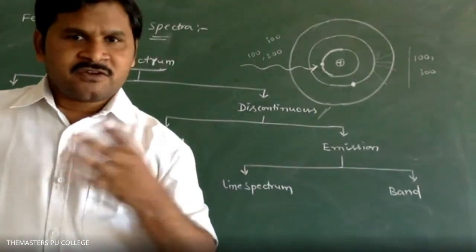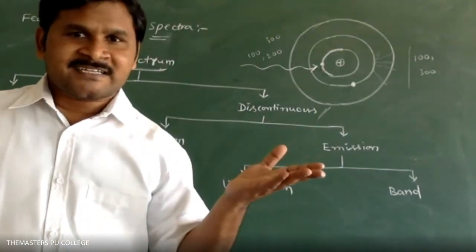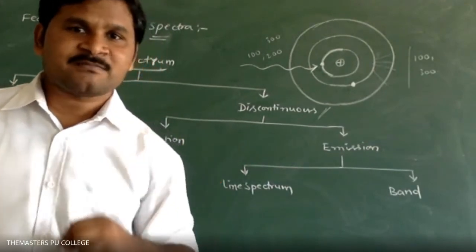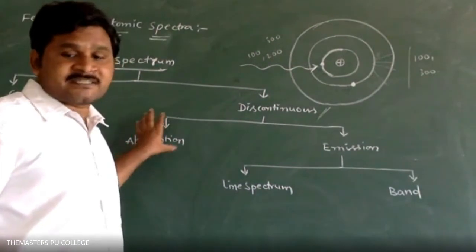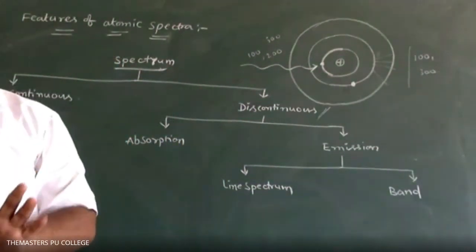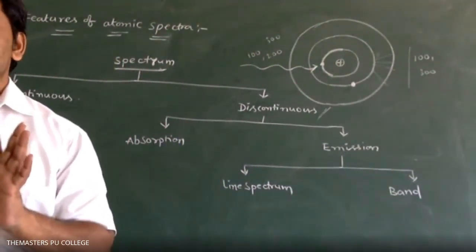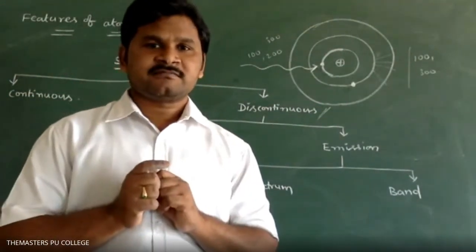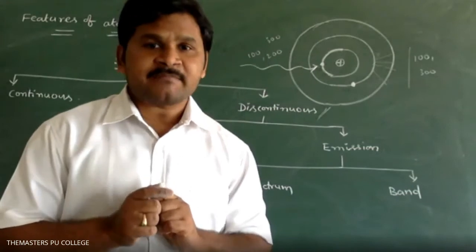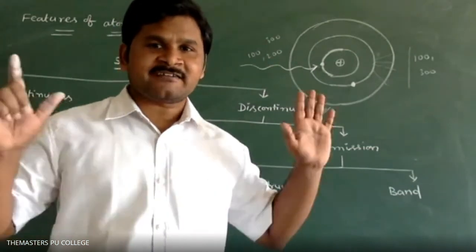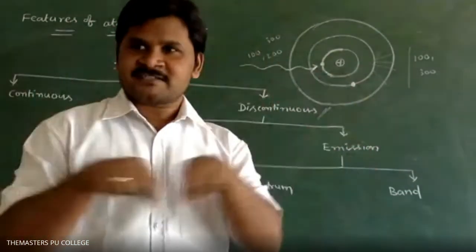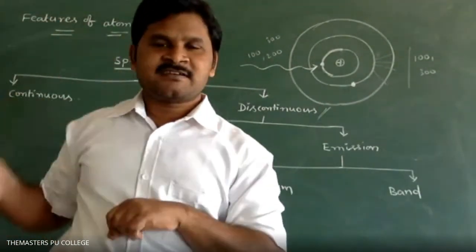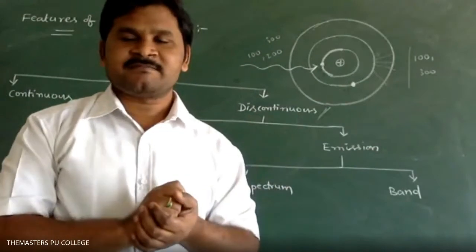You are telling excitation and de-excitation, so how does the spectrum look? You may have that doubt. Very simple. In an absorption spectrum, you will observe dark lines on a bright background. The background is bright, and in it dark lines are present, like pencil lines. That is the absorption spectrum.